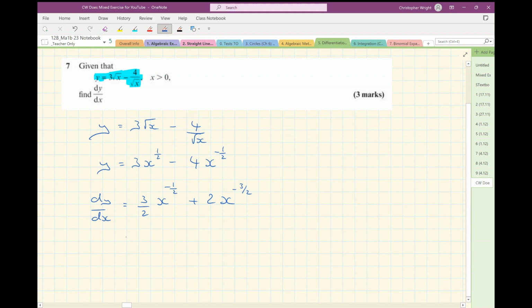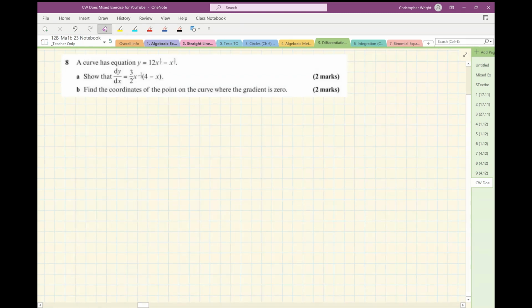I suppose I could rewrite it, couldn't I, into a form which I would find easier. And so I'm going to have plus 2, and then I'm going to have x to the power of 3 over 2 as the denominator here. So you could write that, I suppose, as root x cubed if you wanted to. That's number 7 done. Question 8.